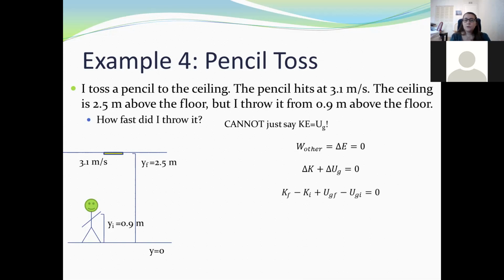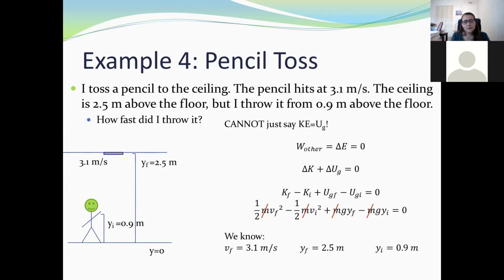Okay, so final kinetic minus initial kinetic plus final potential minus initial potential equals 0. I wrote out all of those equations, and we should notice that again, there's a mass in every single one of those terms. So we can factor out the mass. The mass does not affect it.